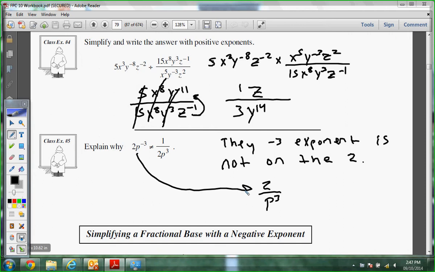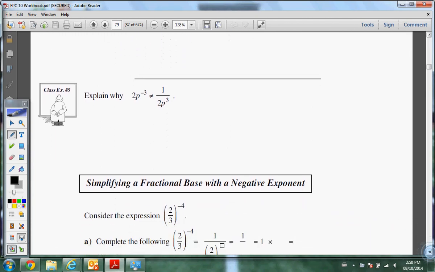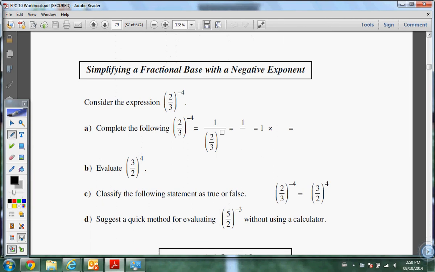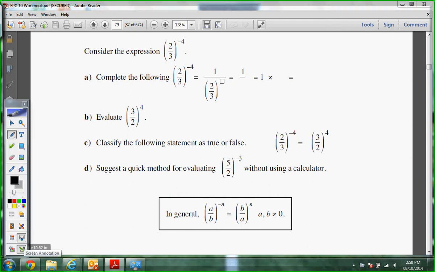All right, ready? Okay, so this is going to be kind of a lot of flipping going on here. Consider you have 2/3 to the negative 4. What they did here is they took this and put it on the bottom to the 4th, the whole package, moved it down, and made a positive exponent. What do we do with fractions and exponents? To both numbers. So it's going to be 2 to the 4th over 3 to the 4th.